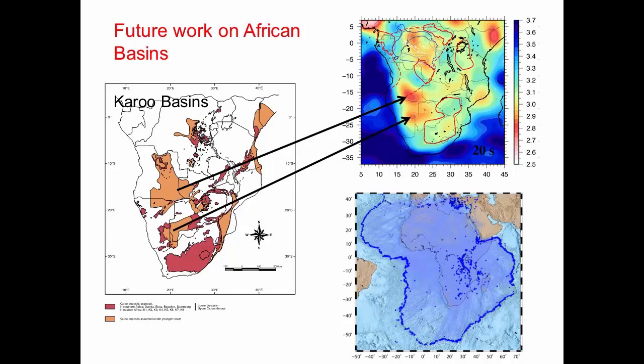So right now we have networks of temporary stations that we've deployed across northern Namibia and across all of Botswana, and we're recording earthquakes. We hope we will be able to take that data and start improving our array coverage across this part of Africa, and improve these surface wave group velocity maps, and hopefully get better images of these basins. So that's coming soon, hopefully.